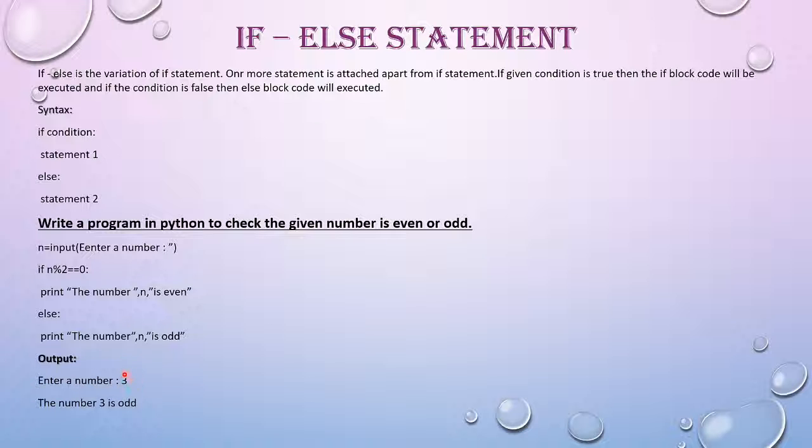Enter a number, 3 is entered in n. So it checks whether 3 modulus 2 is equal to 0. No, it is not. Means the if statement is returning false. So whenever this if statement returns false, it prints the else part. Okay, so what was in the else part? The number n is odd, so it has printed the number 3 is odd.